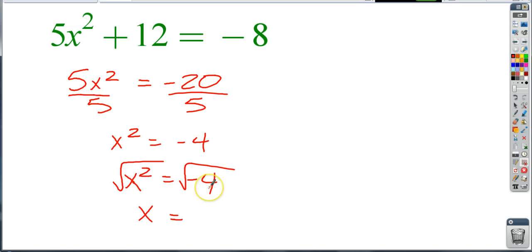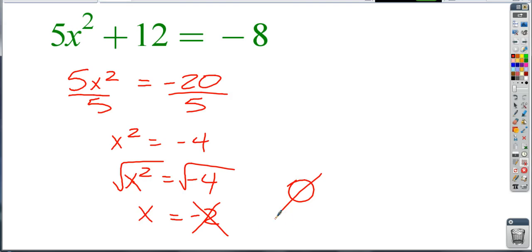I can't take the square root of any negative number because no number multiplied by itself will give me a negative, right? If I try, negative 2 times negative 2 is positive 4, not negative 4. So that doesn't work, and positive 2 doesn't work. So this one would be no solution, okay?